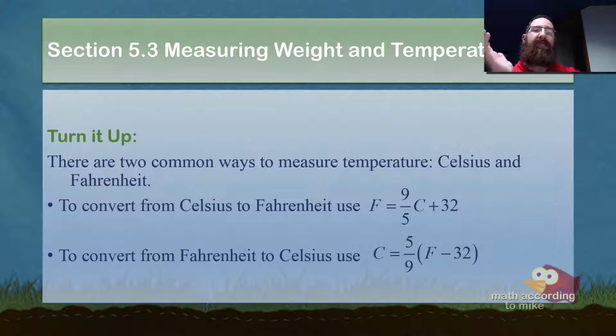Now, Celsius to Fahrenheit is actually a little bit easier in your head anyways. 9/5 is almost 2. So if you're in Europe or somewhere that uses Celsius, what you generally do is you just double it and add 32, and that gives you an approximation of what the Fahrenheit would be.